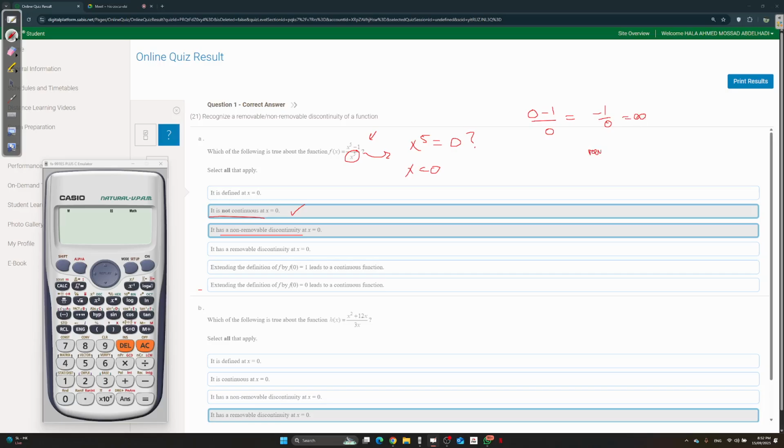It would be called removable if you get 0 over 0. But did we get 0 over 0? We got negative 1 over 0. Okay, so that's part A.